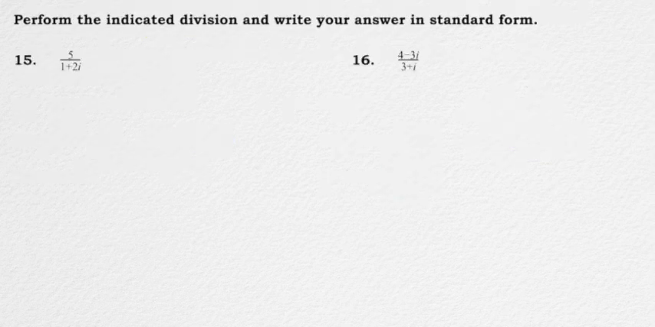We're going to end the video with dividing complex numbers. So it says perform the indicated division and write your answer in standard form again. The way we do this is we're actually going to multiply the entire fraction by the conjugate of the denominator. So in number 15, the conjugate of the denominator, 1 plus 2i, would be 1 minus 2i. And I can't just multiply the bottom of a fraction. That's going to change this problem.